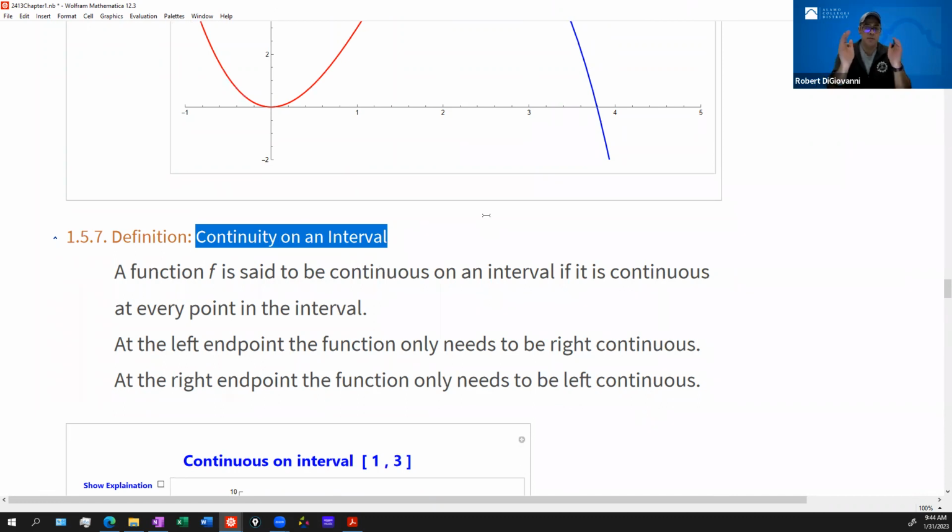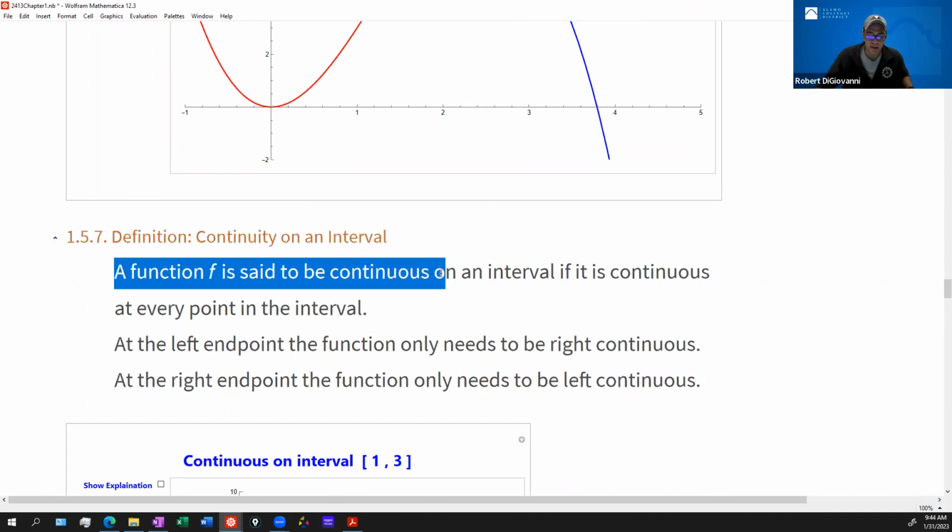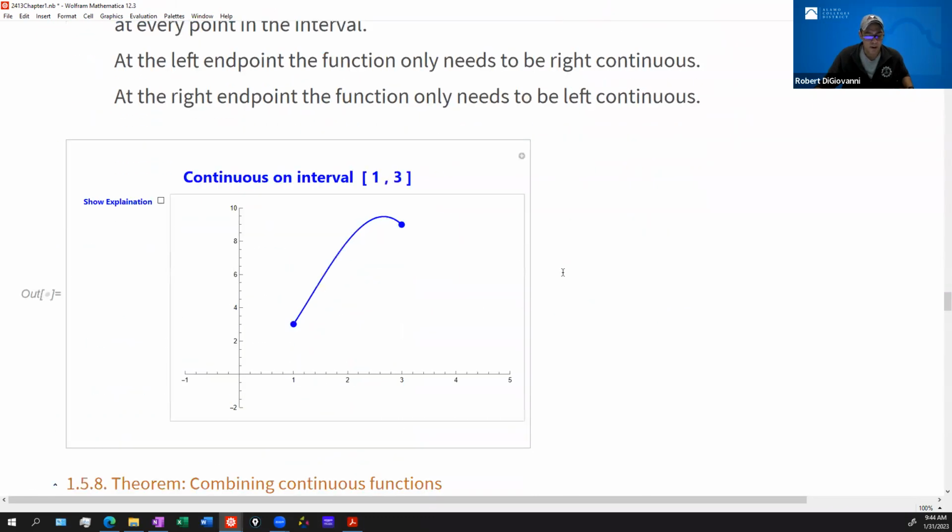So an interval is like a segment of numbers on the x-axis, right? This interval. And what we want to see is, what does it mean for a function to be continuous on an interval? So look at the picture. We're looking here at this interval 1, 3. So that's between 1 and 3 on the x-axis. And the question is, is this function continuous at every point between 1 and 3?